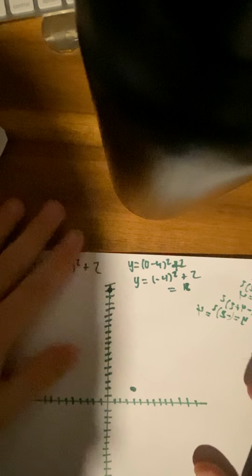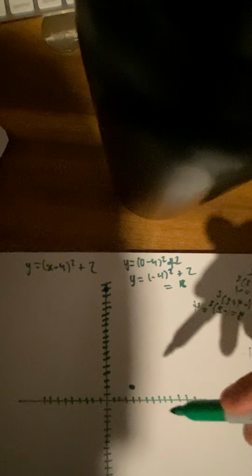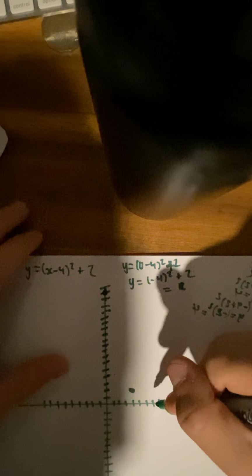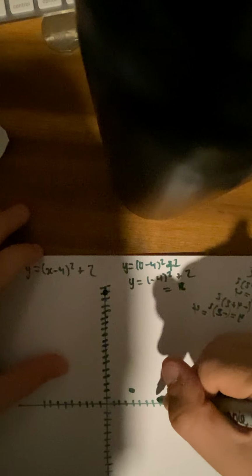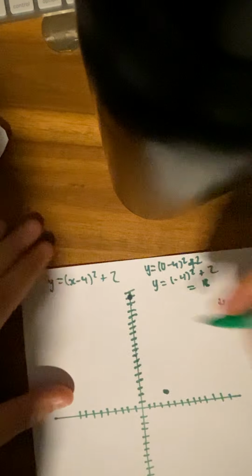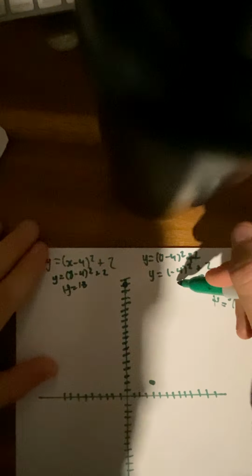Now, like last time, we only have 2 points, but to draw a quadratic function, we need 3. So therefore, you sub in any value you want. So in this case, I'm just going to sub in x equals, let's do x equals 8. If we sub in x equals 8, we get y equals (8 minus 4) squared plus 2, which means y equals 18. So x equals 8, y equals that.